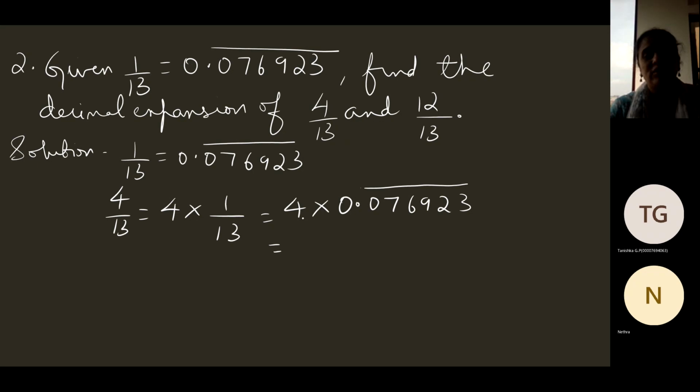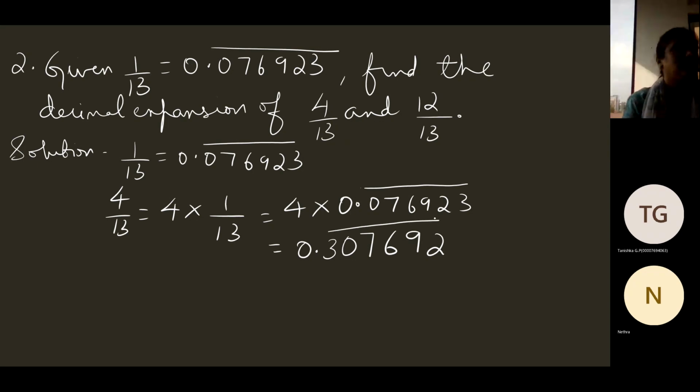If you want to understand that, please look at the board. 4 3s are 12, 2, 1 carried over. The usual multiplication: 4 2s are 8 plus 1, 9. 4 9s are 36, 3 carried over. 4 6s are 24 plus 3, 27, 2 carried over. 4 7s are 28 plus 2, 30, 0, 3 carried over. 4 0s are 0 plus 3 is 3. 0 into 4 is 0. And there is a bar on the 6 digits.